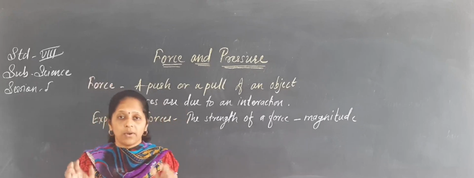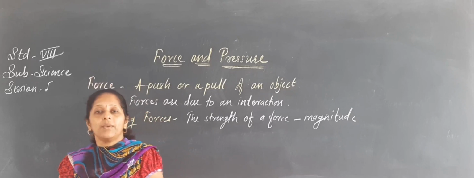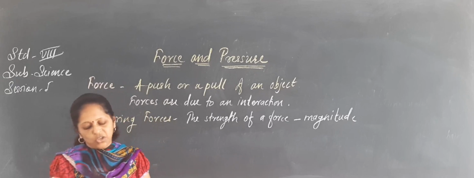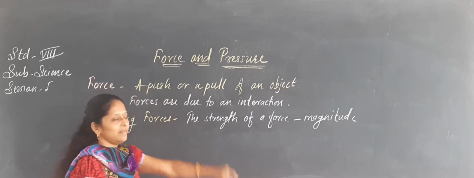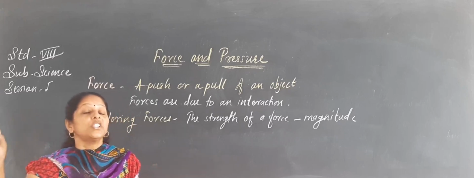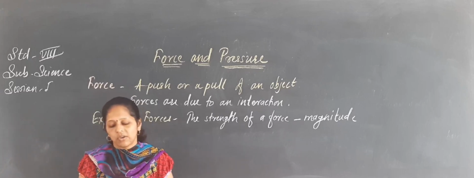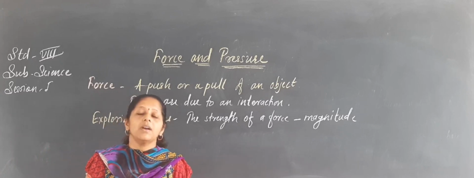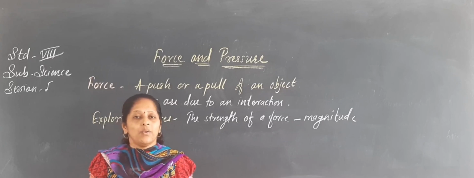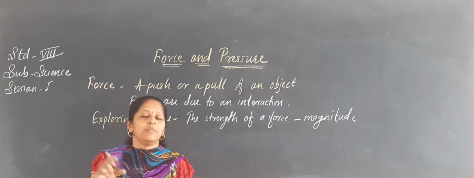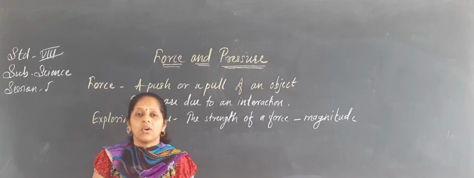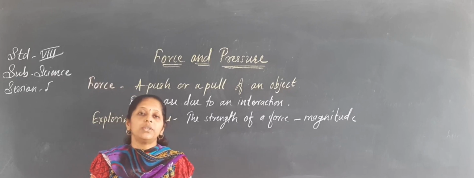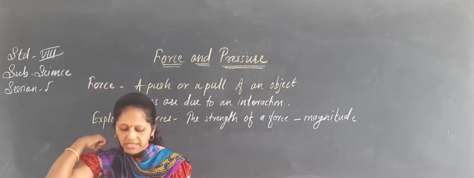Any object when we want to move, at that time pushing or pulling is necessary. So a push or pull of an object is called a force. So what is a force? A push or pull of an object is called a force. Thus we can say that the motion imparted to an object was due to the action of a force. Whether the object is moving faster or slower, it is because of the force applied.